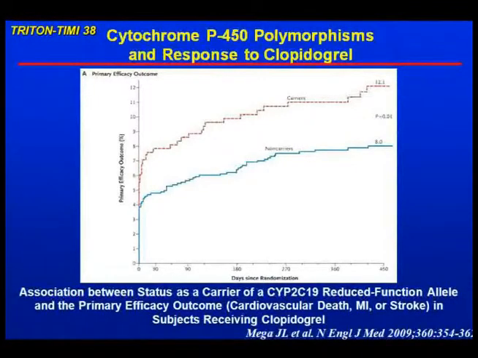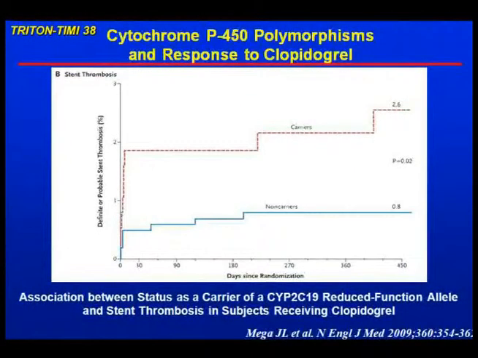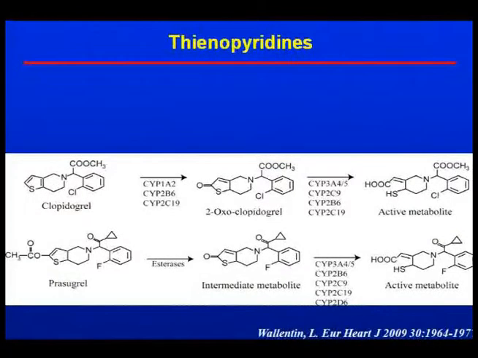And you see here that there was a higher event rate in carriers of the mutant allele. And this is the risk of stent thrombosis. This is the carriers of the mutant allele versus the non-carriers. And obviously, the patients here are at a higher risk of stent thrombosis.